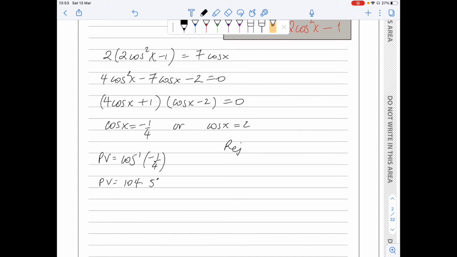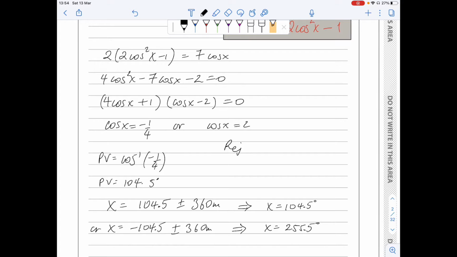104.5. So my general solution is x equals 104.5 plus or minus multiples of 360, or x equals minus 104.5 plus or minus multiples of 360. From the first one, I get 104.5 degrees. From the second one, I will get 255.5 degrees.